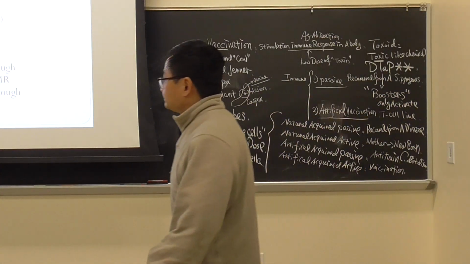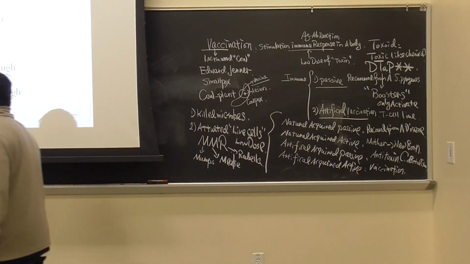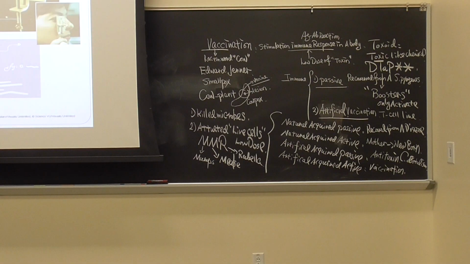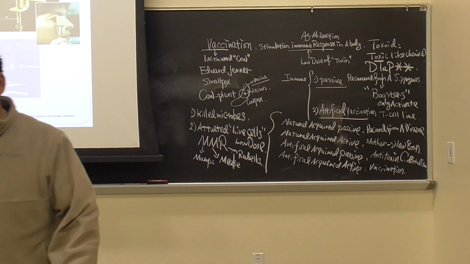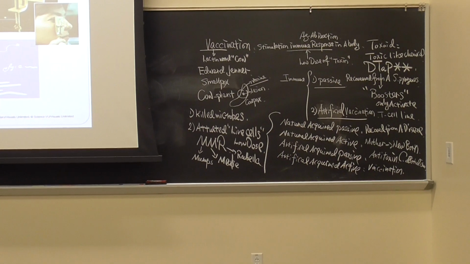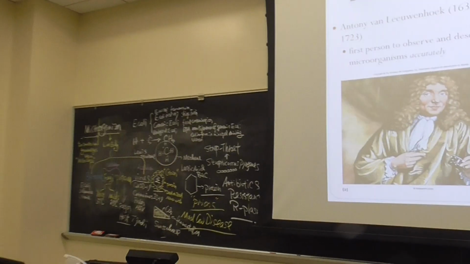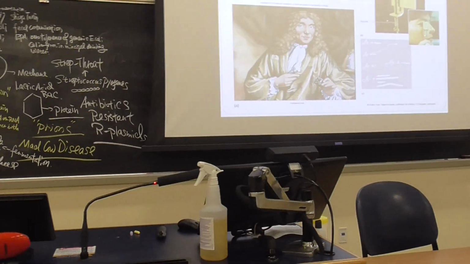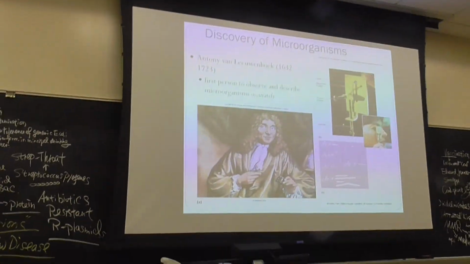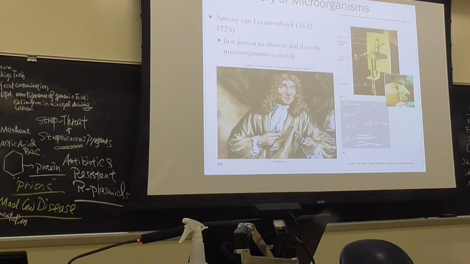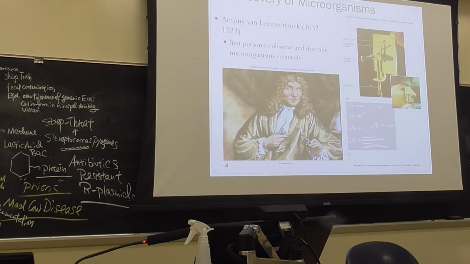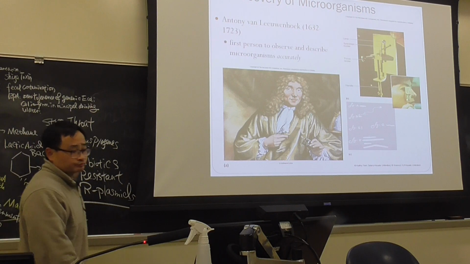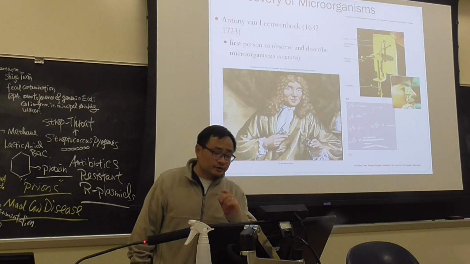So that's the vaccination process. Okay. So let's see something else. What do we have? Okay, the discovery of microorganisms. This one we don't need to draw on the blackboard. We can just describe here. If you can read the slides, we want to talk about that. So who is the first person to discover microorganisms? It is Anthony van Leeuwenhoek.